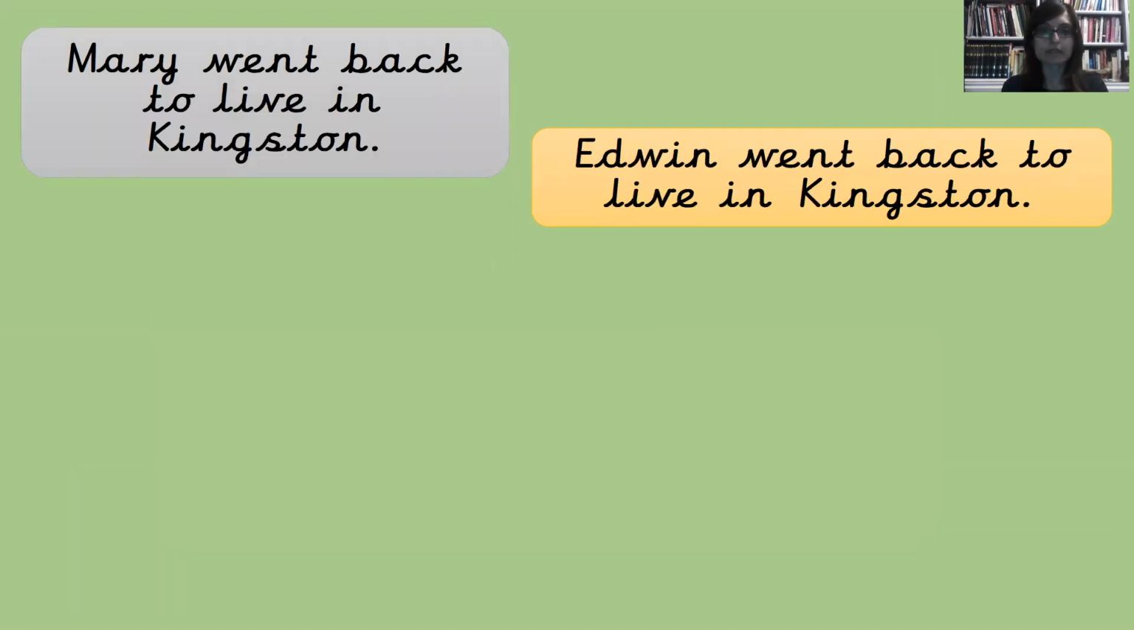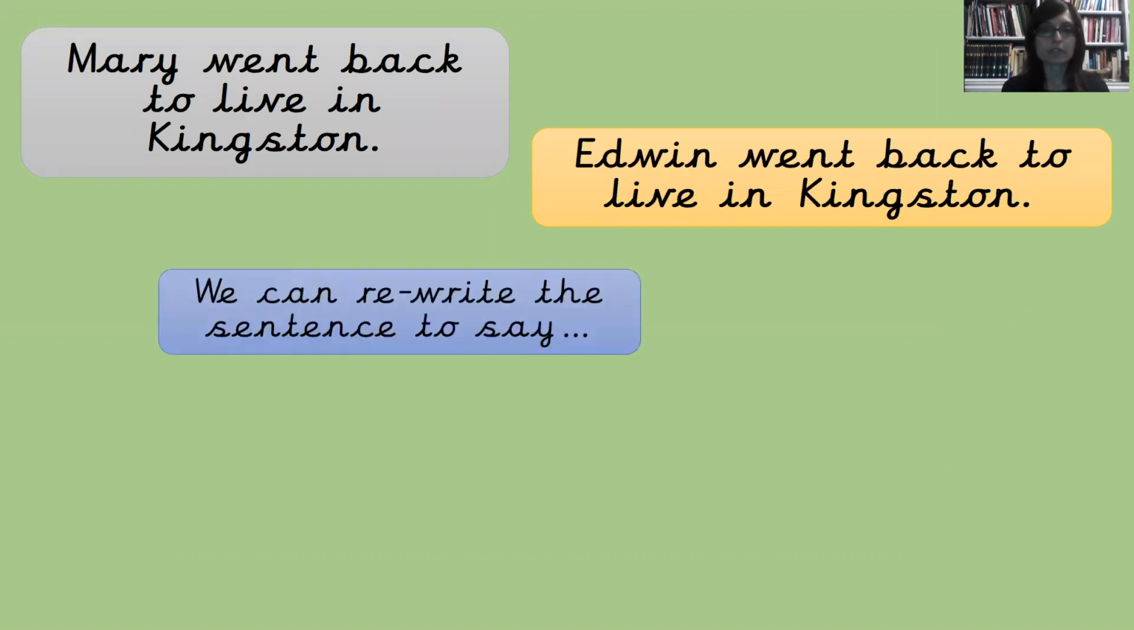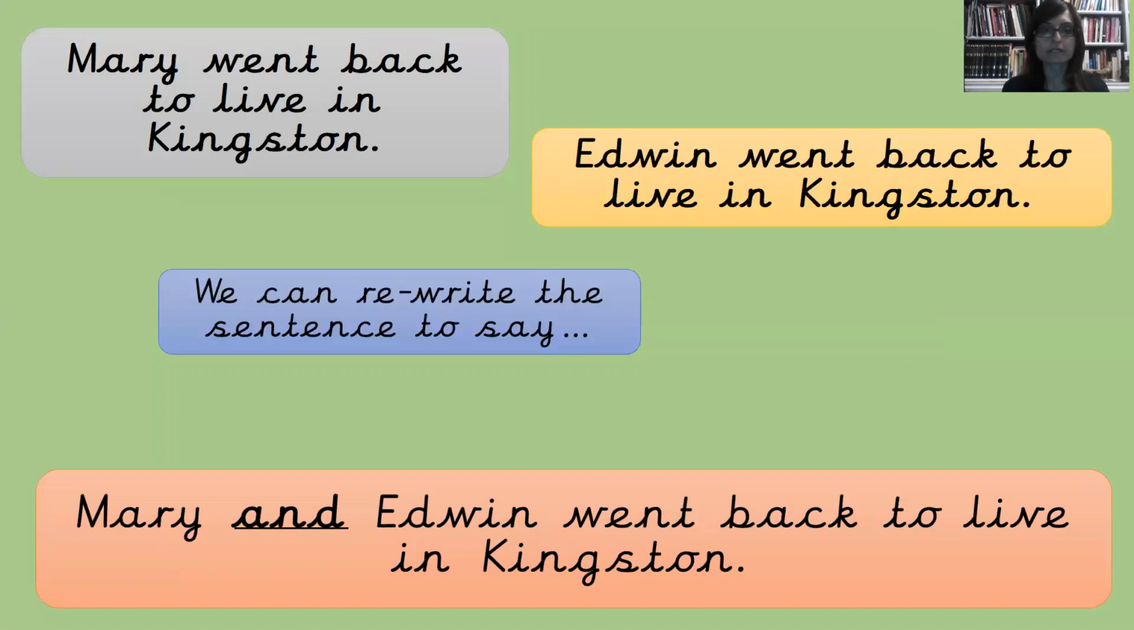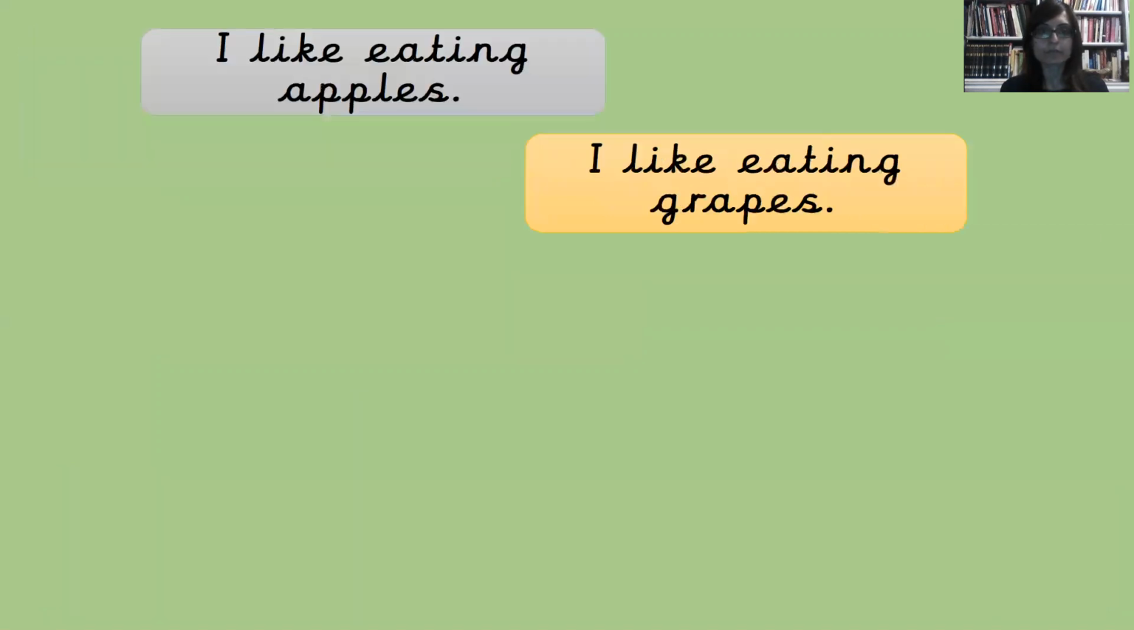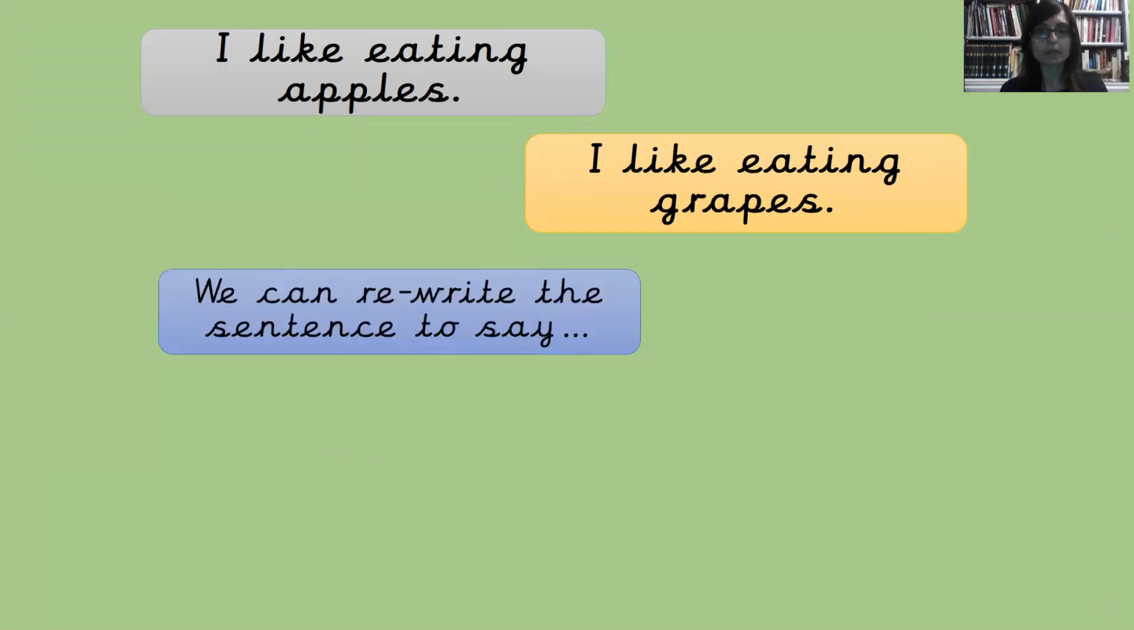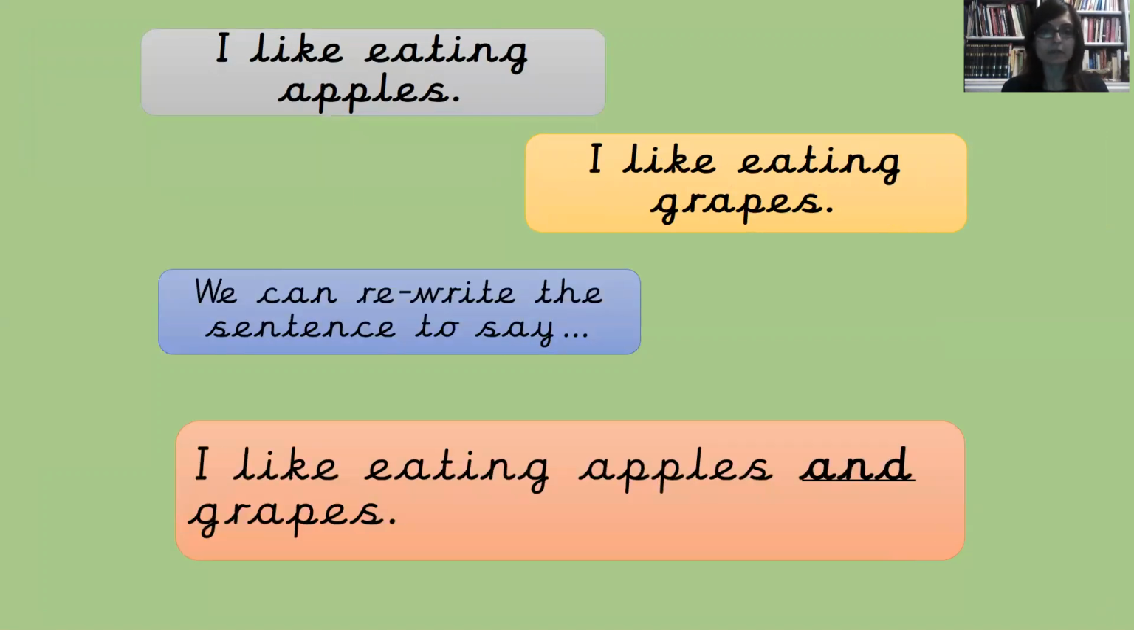Mary went back to live in Kingston. Edwin went back to live in Kingston. We can join these two short sentences and say Mary and Edwin went back to live in Kingston. I like eating apples. I like eating grapes. We can create one sentence by saying I like eating apples and grapes.